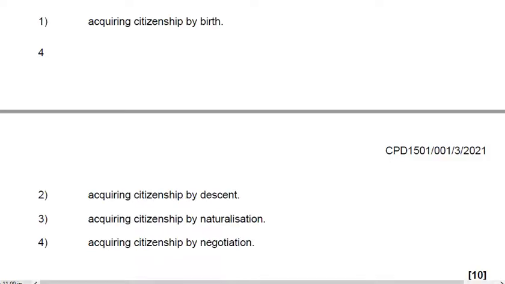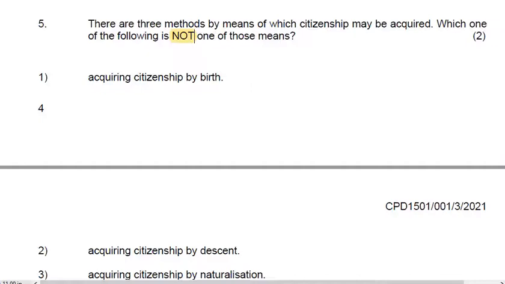When we look at our options here, we find out the fourth option, acquiring citizenship by negotiation, is not part of those 3 methods that were mentioned in the study guide. So our answer is number 4, acquiring citizenship by negotiation. Do not forget that we are being controlled by our keyword here, which is not.